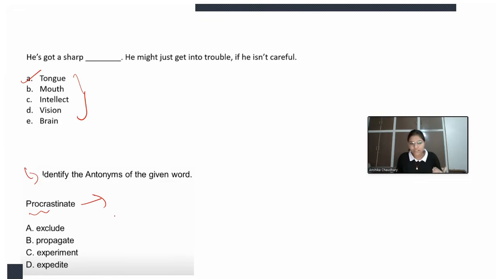So the antonym of procrastinate will be expedite. Expedite means to do something instantly, right? Like in a hurry, just jaldi se kar do. That's the meaning of expedite. And exclude is not having something, not including something. Propagate is to plant a new tree from the parent, right? This is something called propagate. And experiment, you all know, like doing practical, doing an experiment, it is all clear, all set, right? So the answer is expedite here.